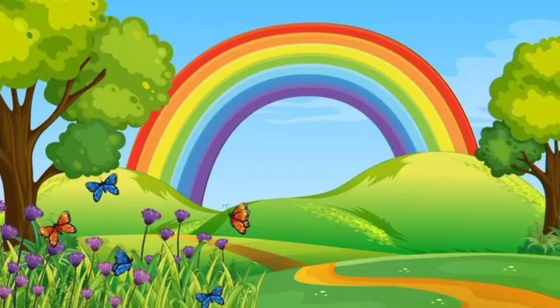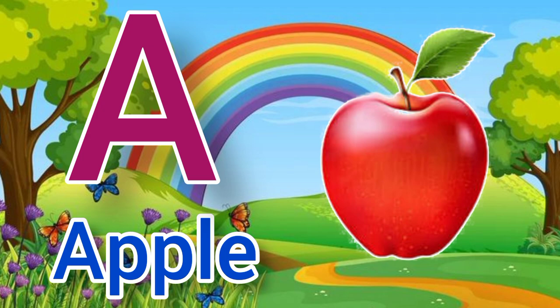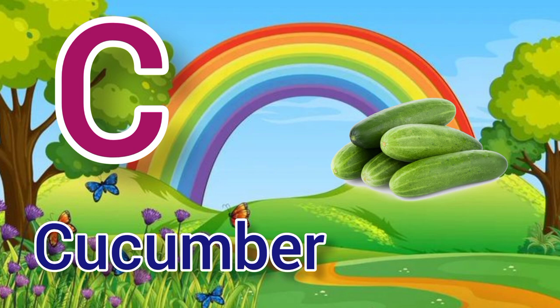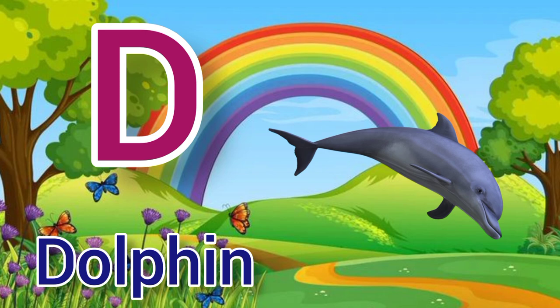A for apple. Apple means shape. B. B for ball. Ball means gate. C. C for cucumber. Cucumber means khira. D. D for dolphin. Dolphin means dolphin.